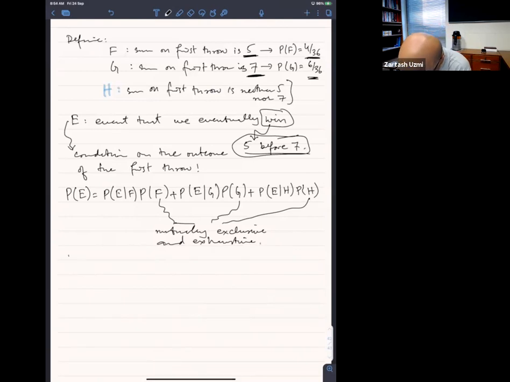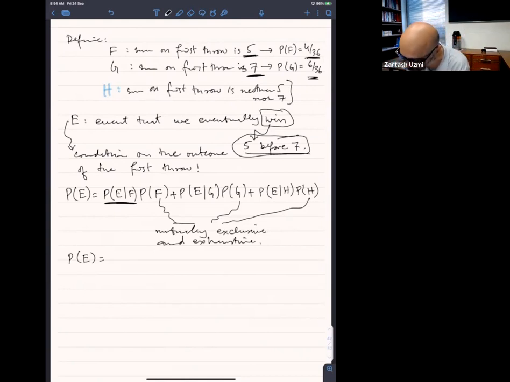Now, probability of E is equal to, what is probability of E given F? Answers in the chat window. F is that the sum on the first throw is 5. And E is that eventually, in the entire experiment, you will get a 5 before a 7. If a 5 came on the very first throw, then you have already won. You will just stop right there.